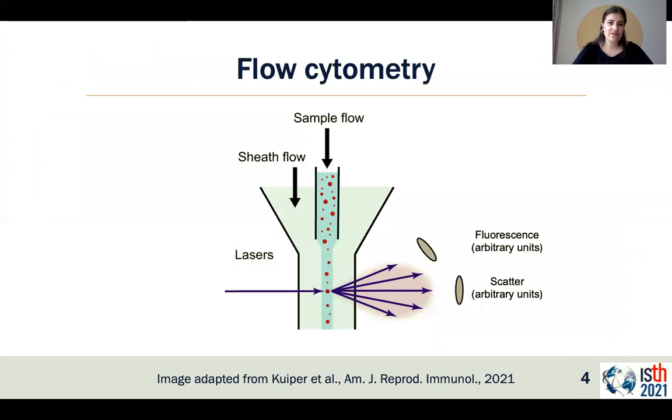And one way to detect vesicles is by flow cytometry. I just showed this in a very schematic way here quite quickly. So how that would work is that you're having your particles in a flow, they're illuminated by a laser beam, and then the fluorescent intensity as well as the scatter intensity in arbitrary units are measured.